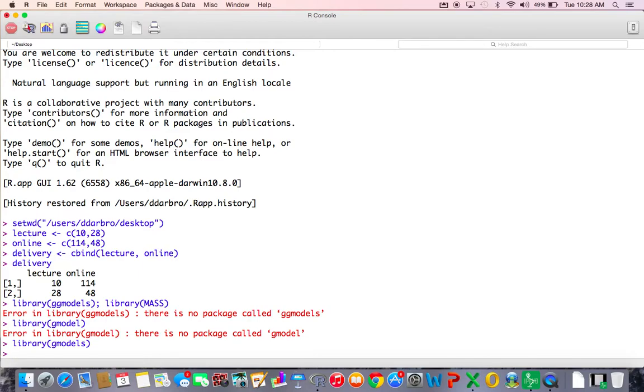Gmodels, not ggmodels, and library, all caps, in MASS. So, guys, let's go for it. I want to run a cross table, and I want to run this on delivery, which I created before. I want the Fisher test statistic. I want the chi-square test statistic. I want my expected cell counts.